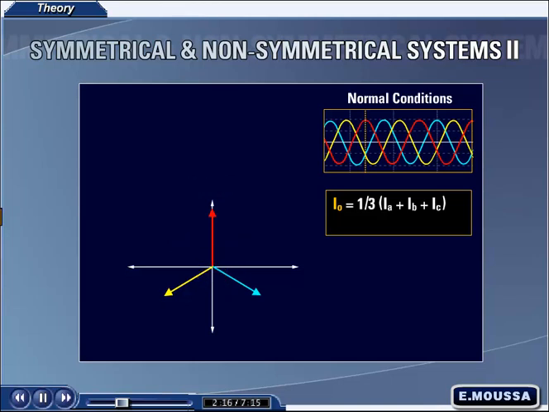In this situation, we will use vector addition to determine the values. The formula calls for the addition of all 3 vectors, so by adding the 3, we can see that they cancel each other out, resulting in a zero sequence of 0 amps.